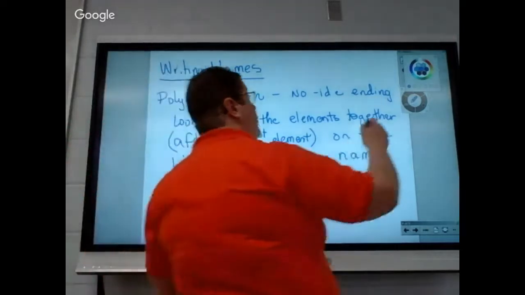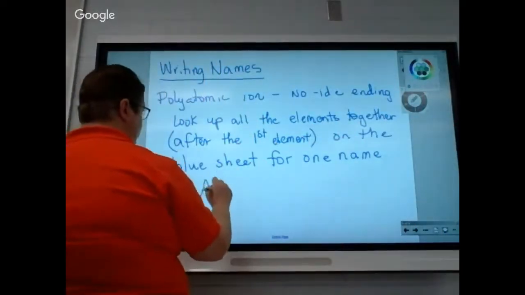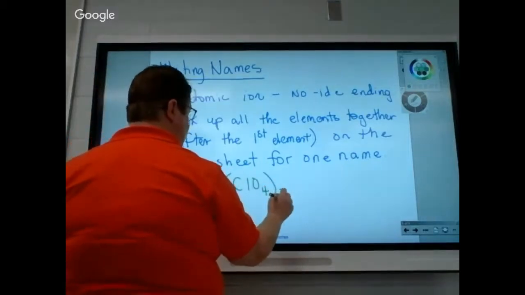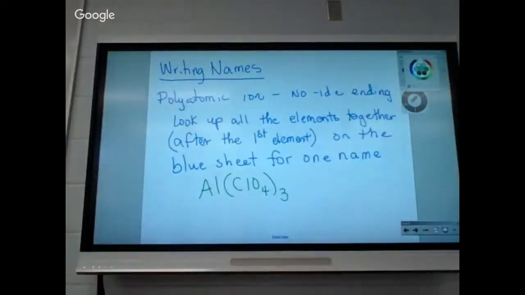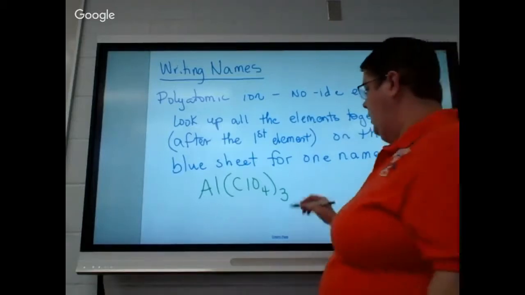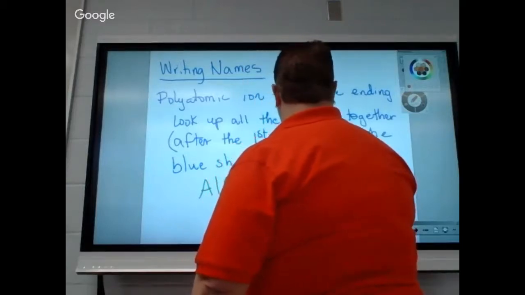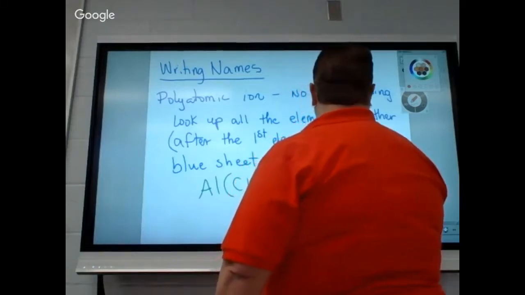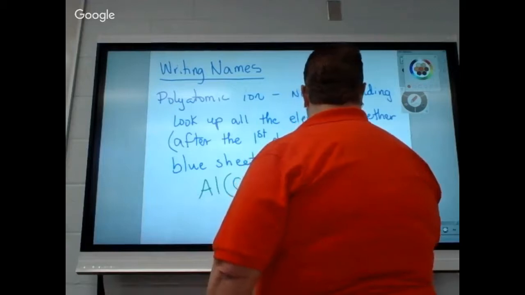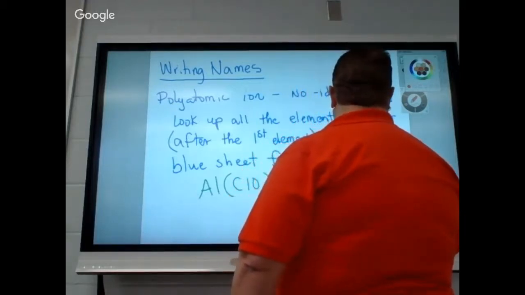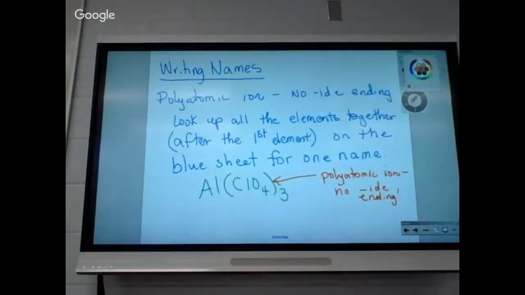So, if we have something like this, how do you know that this one is not going to get an IDE ending? The what, Tomas? That's right. This one should scream at you, no IDE. This right here says this is a polyatomic ion. So there is no IDE ending. Remember, you only add IDE if it's binary.